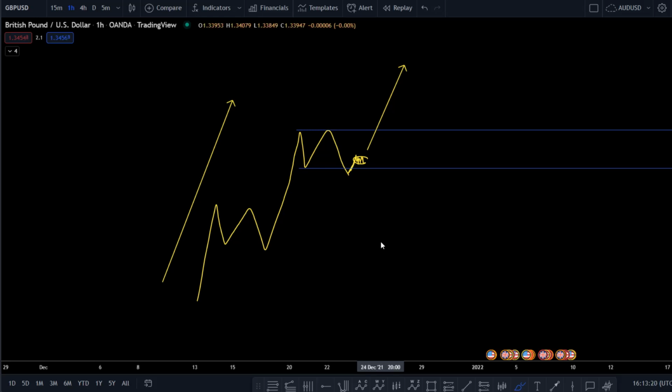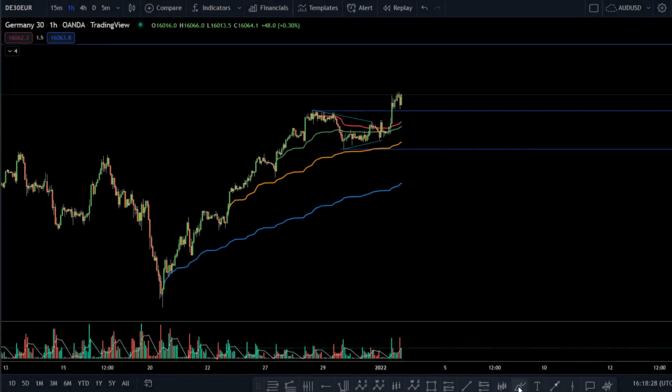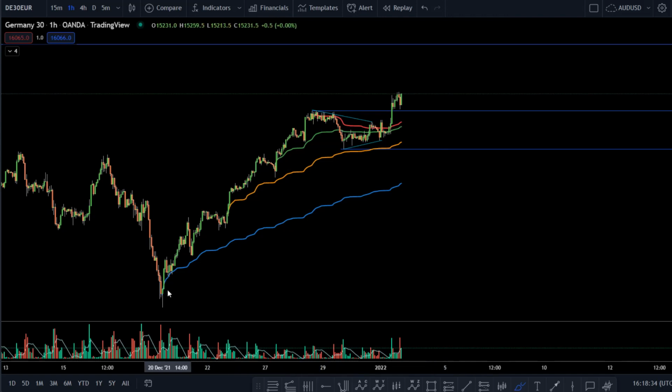Okay, now let's take a look at an example. Let's take a look at the DAX. We clearly see that the DAX is in an uptrend. We have higher highs, higher lows. And I have plotted some VWAPs from the beginning of this trend here and from here, because there's a lot of volume in this area, and another one here again because we got a volume spike.